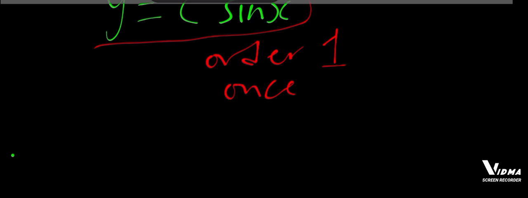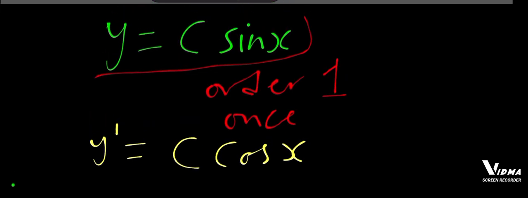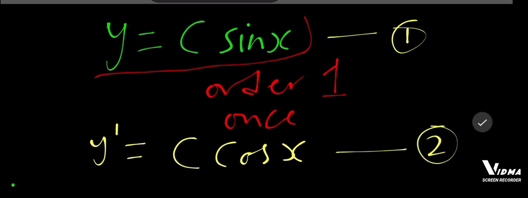We have y prime equal to c cos x. Are we all there? So what we are going to do is name this as equation 1, name this as equation 2. And the next thing I'm going to do is to make c the subject in both equations.